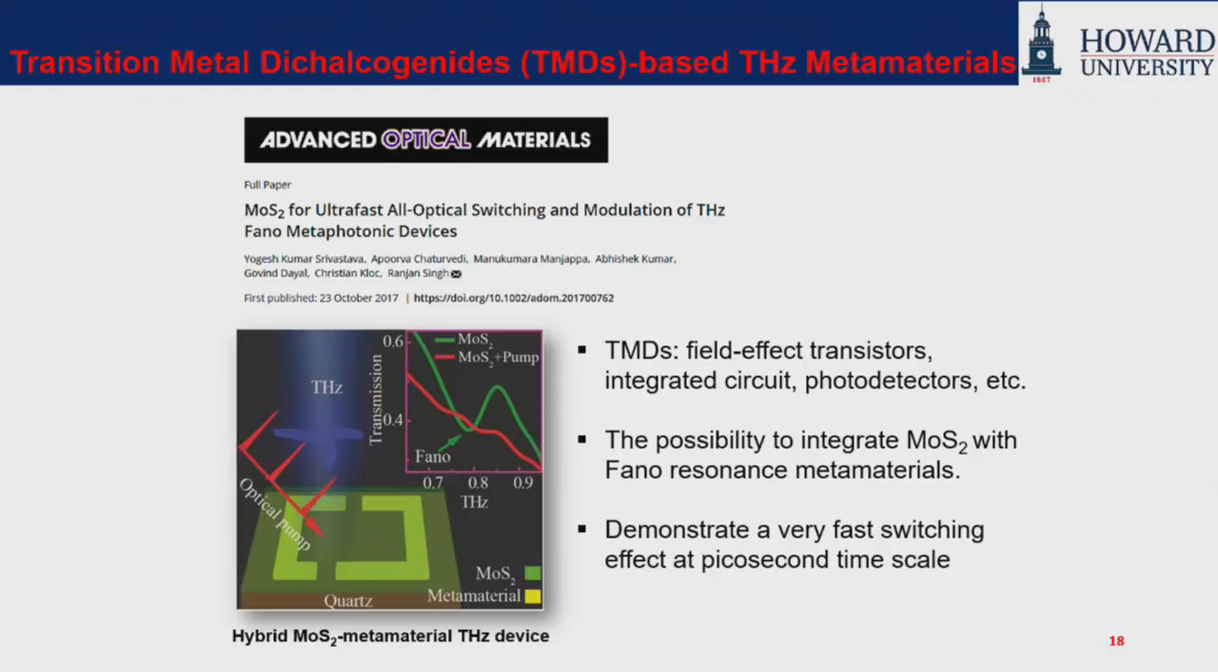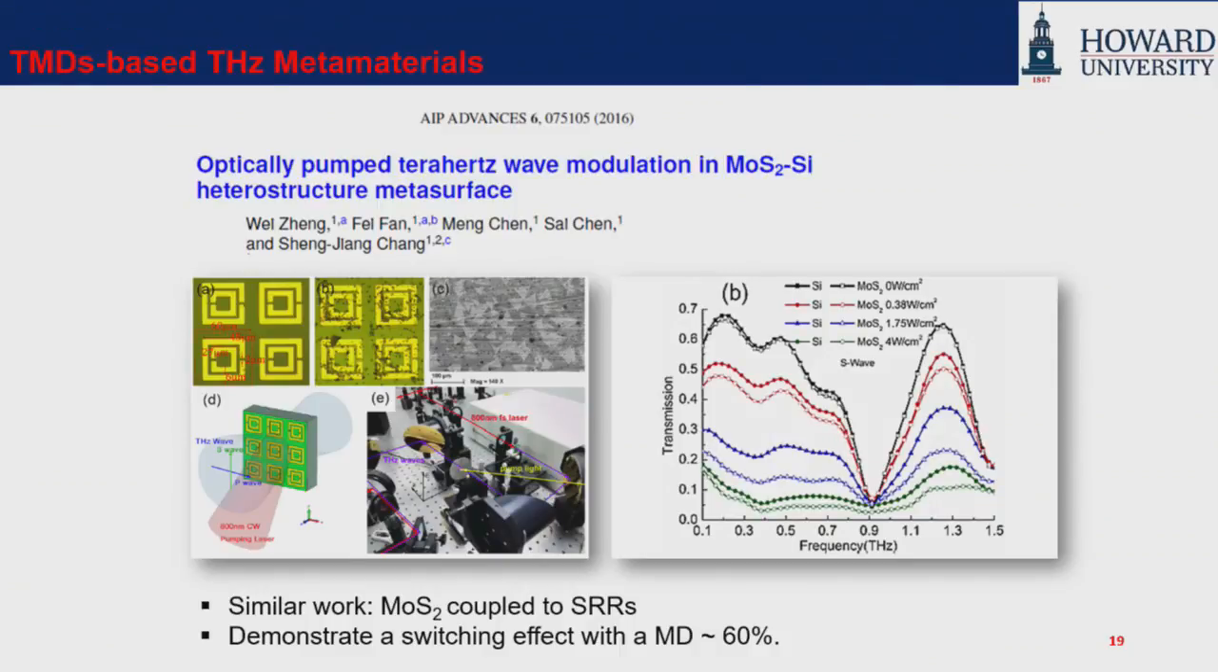Another group of materials is transition metal dichalcogenides. This kind of material has been used in different areas, including field effect transistors, integrated circuits, and so on. And people here have looked at the possibility to integrate molybdenum disulfide with Fano resonance metamaterials to demonstrate a very fast, tunable, and switching effect at picosecond time scale. This is a similar work where people also used molybdenum disulfide, coupled to standard split ring resonators, to demonstrate a switching effect with a modulation depth of about 16%.